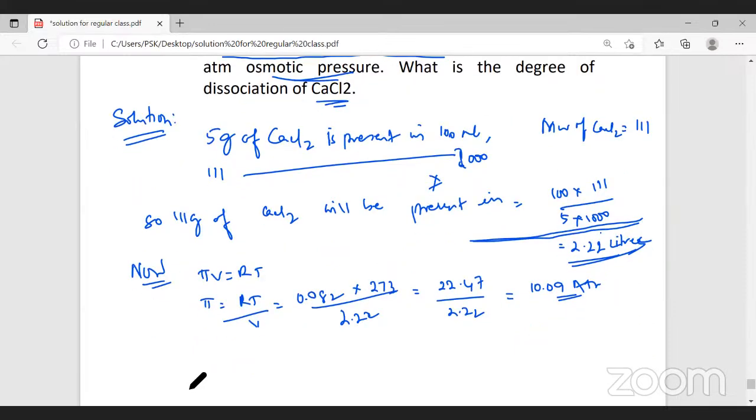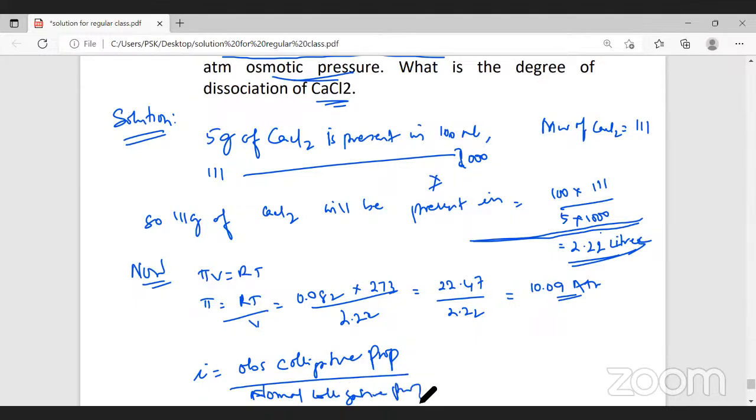What is the Van 't Hoff factor? The Van 't Hoff factor is the observed colligative property divided by the normal colligative property. Observed colligative property is what it says in the question; you read the question.